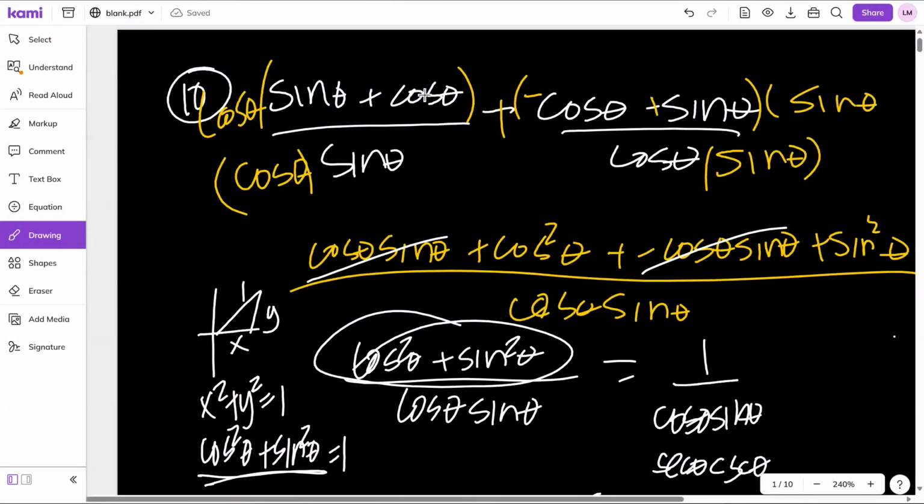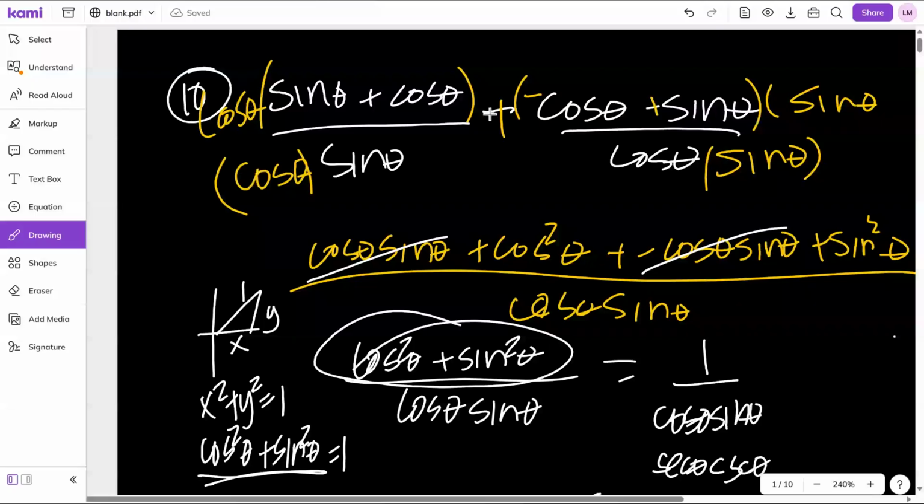So on number 10, we start with a white part. Sine theta plus cosine theta over sine theta, cosine theta minus sine theta over cosine theta. I changed this. This was subtraction. I changed it to addition and pushed the negative through. You have to find common denominators. I only had sine and cosine.